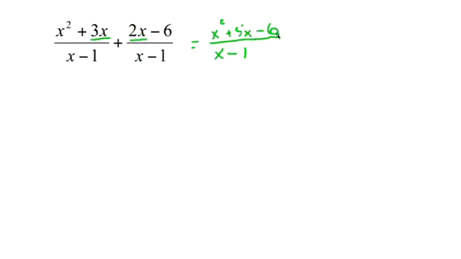Well, you have a binomial denominator, a trinomial numerator. You see those, you see the 6, and you ask yourself, are there factors of 6 that subtract to give me 5? Hopefully at this point you say, yes, there are. 6 and 1.